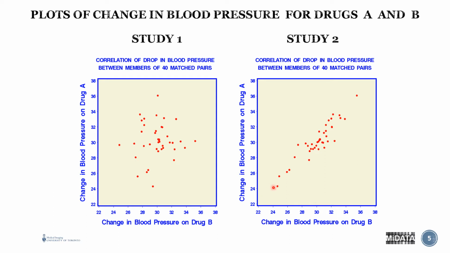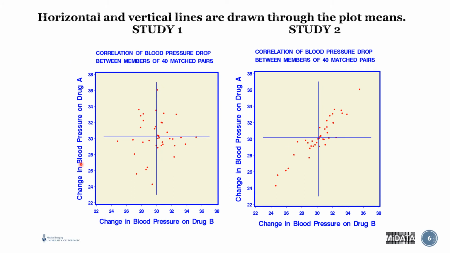And in this one, it would appear that as you increase the drop in blood pressure in drug B, the drop in blood pressure on drug A also increases, and you get this kind of linear formation that's apparent in your data. All right, so we're interested in describing this relationship between the 2 variables, and we're looking for a form of organized change or direction of the data.